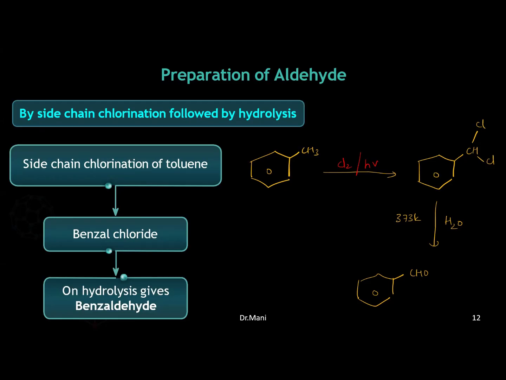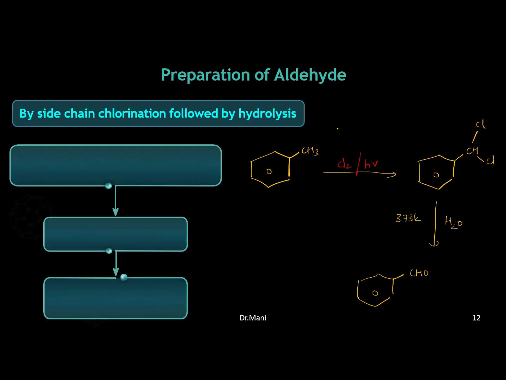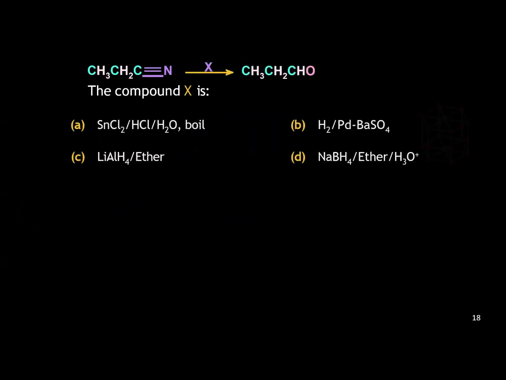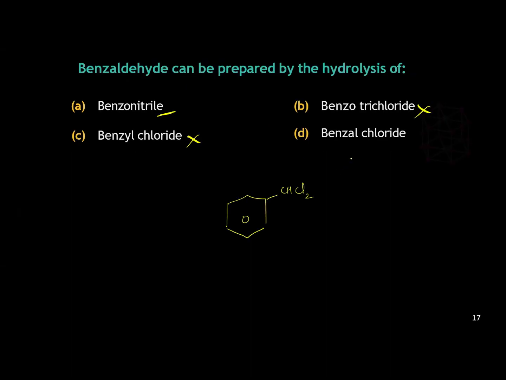See here, you can see here, CHCl2. Is that our example, right? Benzyl chloride. Yes or no? Yes, sir. And we did the hydrolysis and it has given the aldehyde group. So by side chain chlorination followed by hydrolysis. I was just finding this example. So here we can clearly see the benzyl chloride has undergone the hydrolysis and it has turned out to be the benzaldehyde.